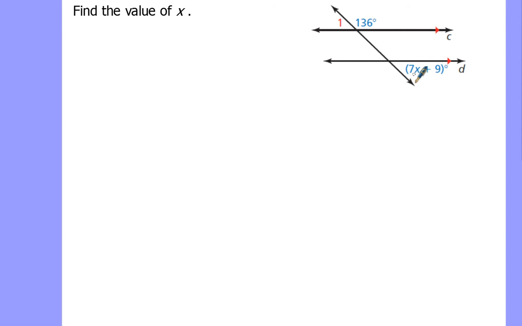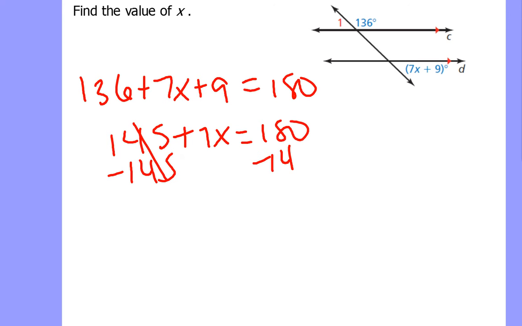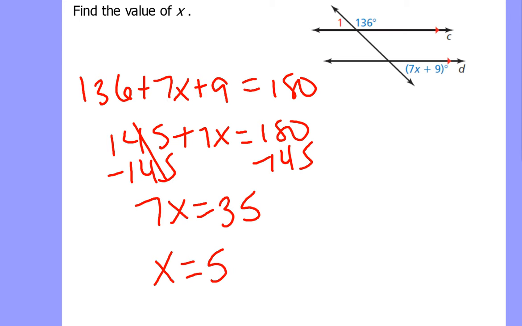So let's take that into account and do two different methods. If we call these consecutive exterior angles, 136 plus 7x plus 9 should equal 180. Well, 136 plus 9 is going to end up getting us 145 plus 7x equals 180. Subtracting 145 on both sides, you end up getting that 7x equals 35, and that x equals 5 in the end once we divide across.